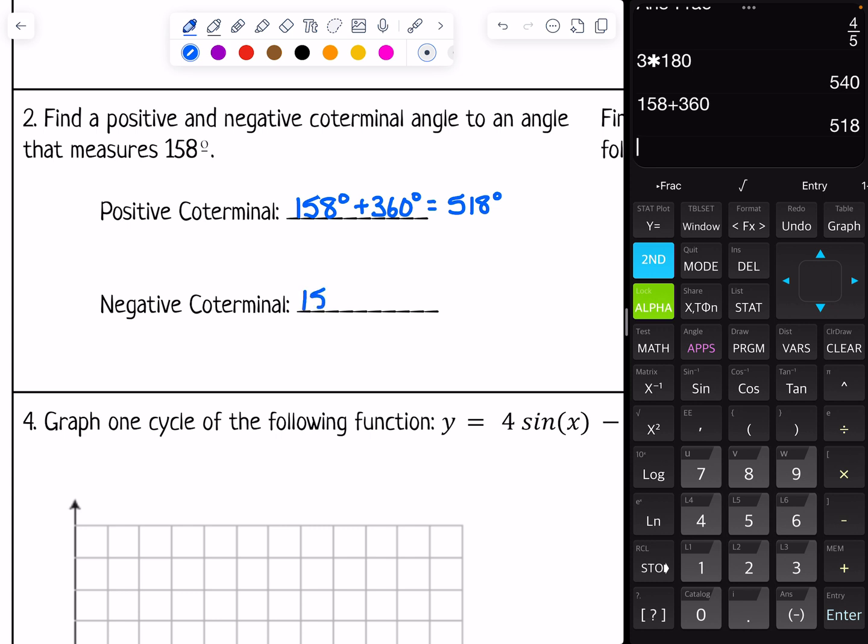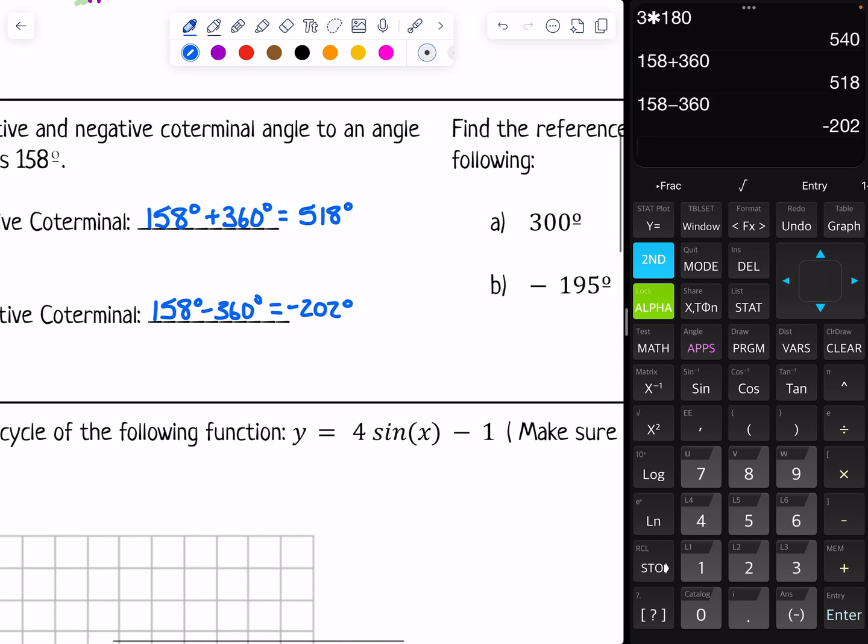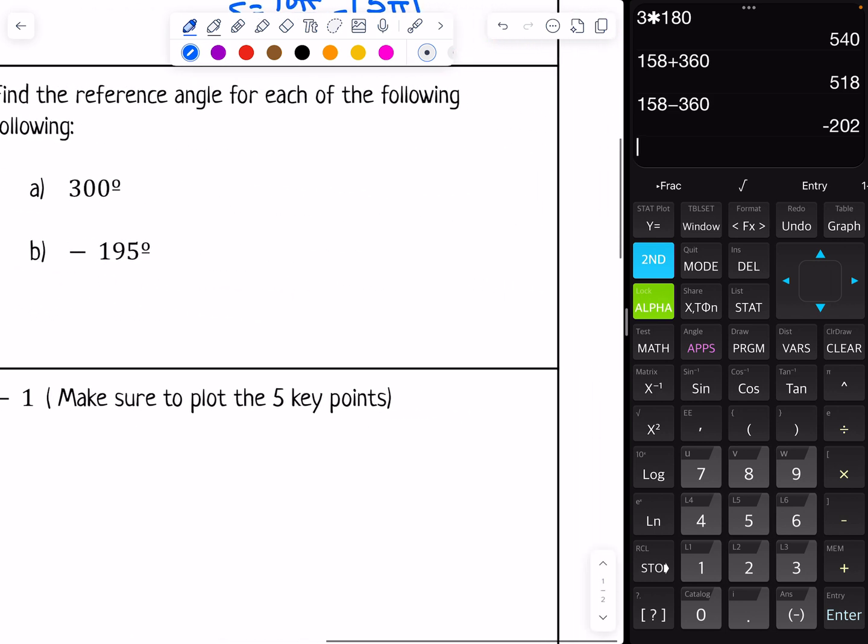And then 158 minus 360 would help us find a negative coterminal angle. And again, if you needed to do it more than once, subtract 360, you could do it more than once. Okay, so we get negative 202 degrees for the negative coterminal angle. Then find the reference angle for each of the following.